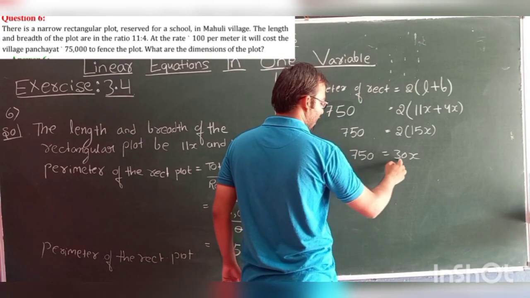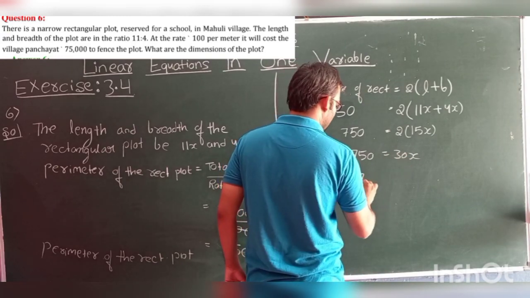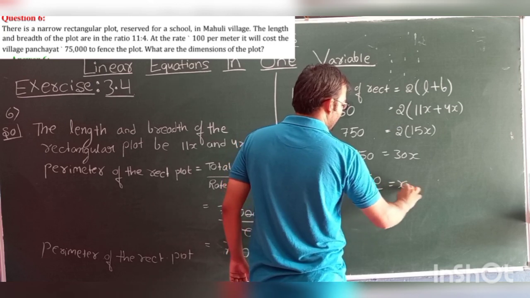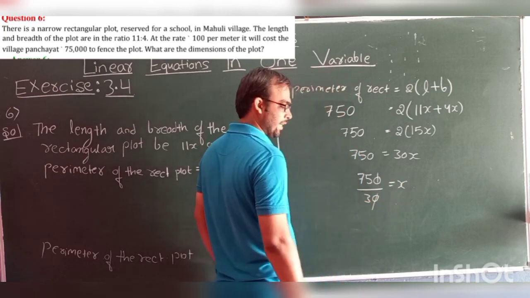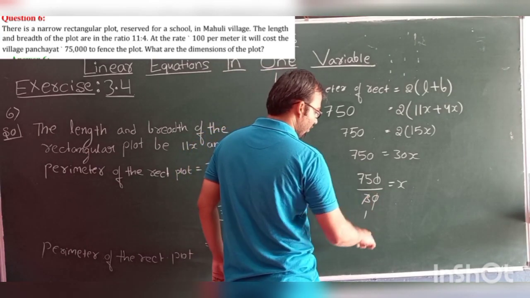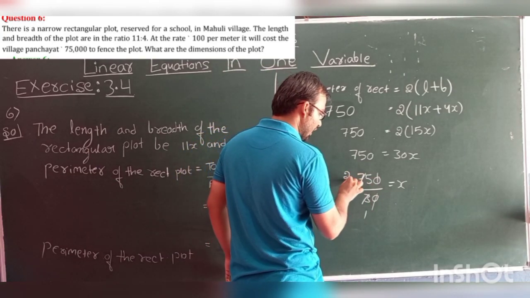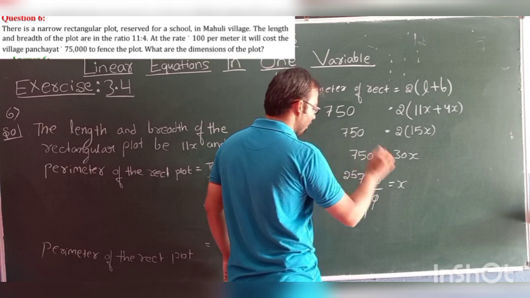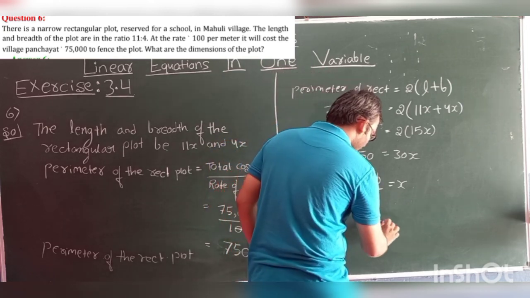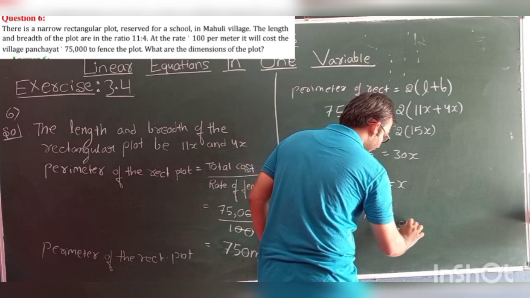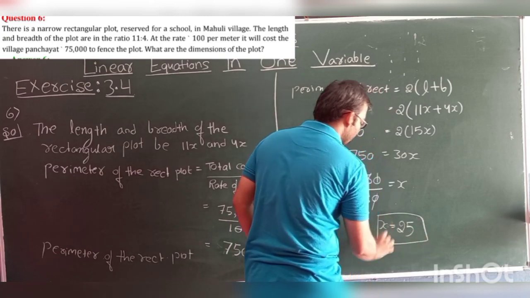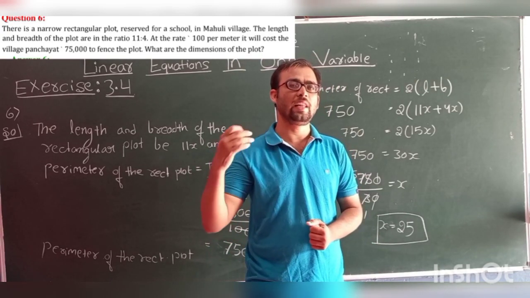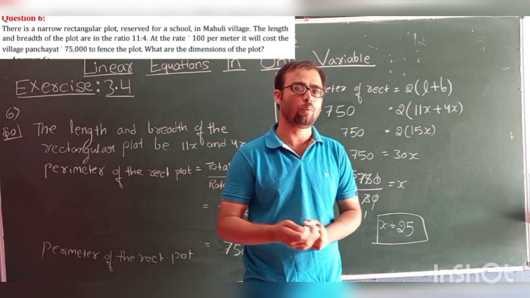Next, you transpose this 30 towards the left side. That is 750 by 30 equals x. The zero gets cancelled. 3 ones are 3, 3 twos are 6, 1 remains, 15 will come, 3 fives are 15. Okay, so what we have got, students? We have got the value of x equals 25, and now what we need to find? We need to find the length as well as the breadth of the rectangular plot.